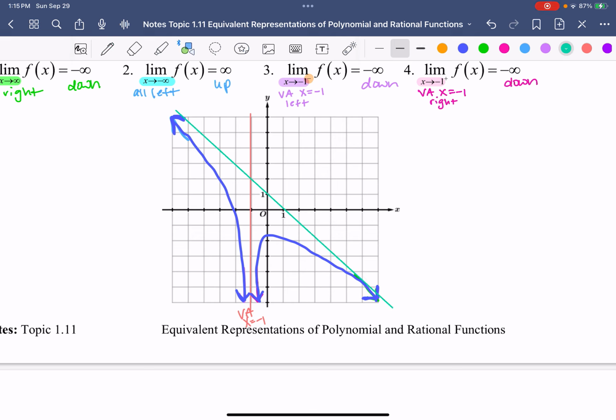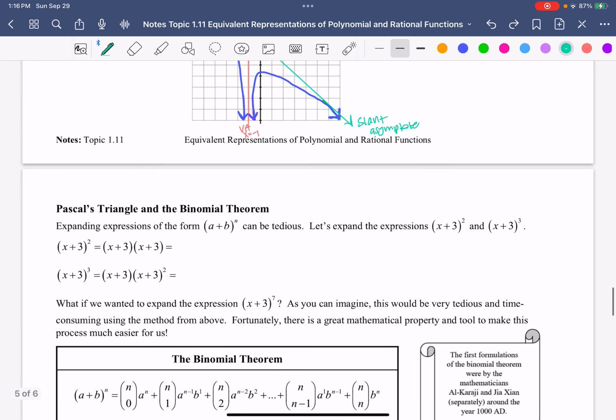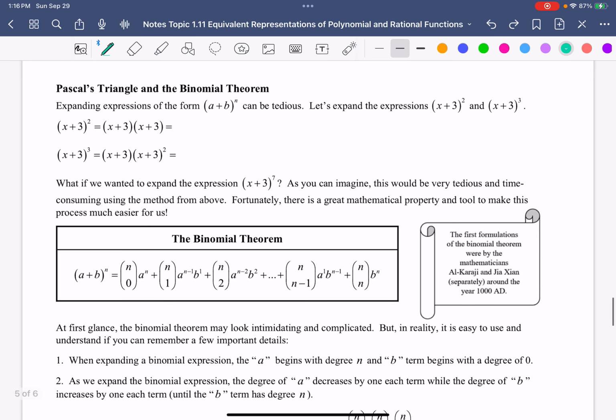It would be somewhere like this, running diagonally along the left and the right of the graph, which is the end behavior. Okay, so that is the slant asymptote there. And again, if we had the equation, we could do long division and see what the actual equation for the slant asymptote would be. Okay, now let's move on to Pascal's triangle and the binomial theorem.